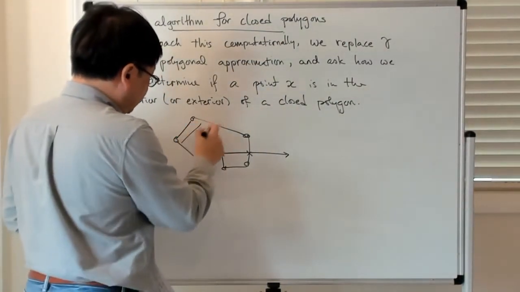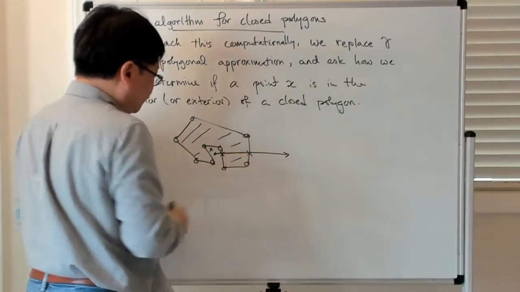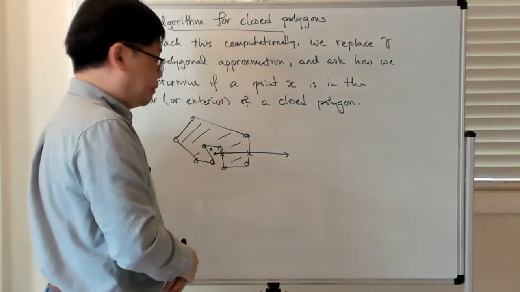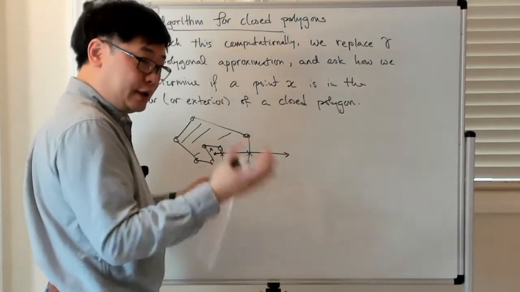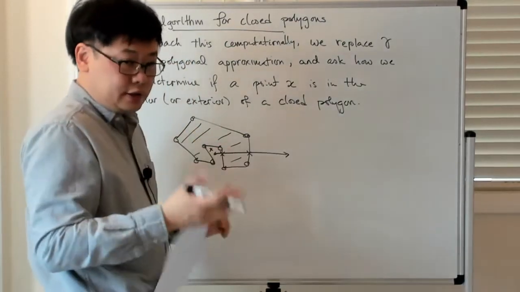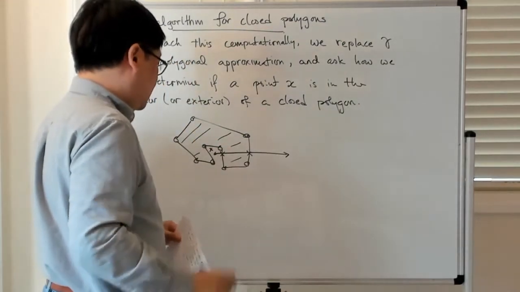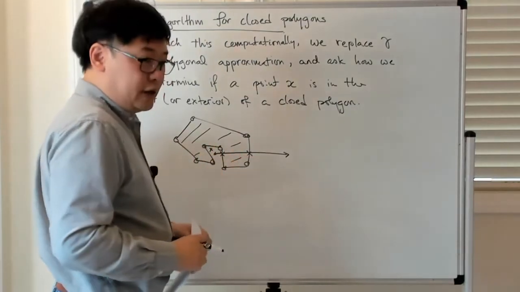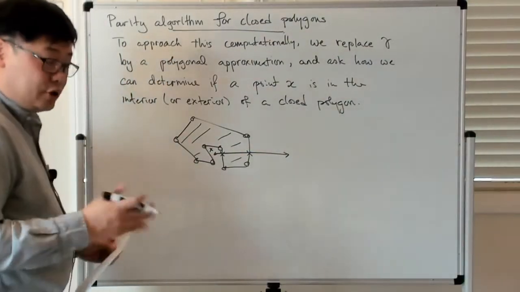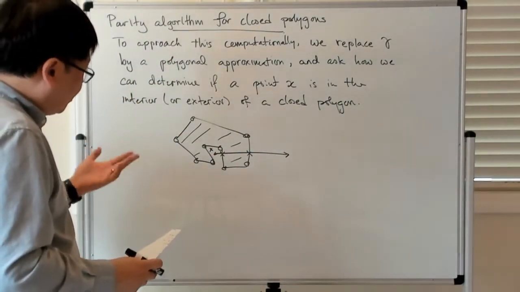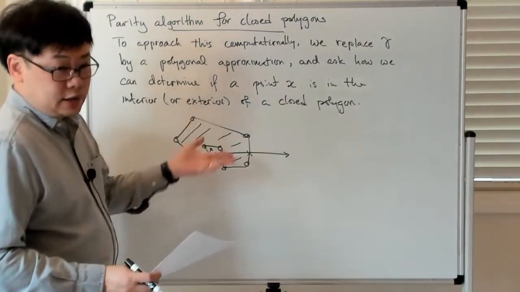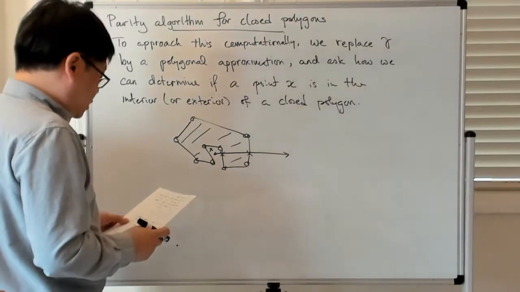And so the idea, which you can easily convince yourself of, is that if this half line only crosses the polygon an even number of times, then you are in the exterior. If it crosses an odd number of times, you're in the interior. So it's called a parity algorithm because in some sense you care about whether the number of crossings is odd or even.